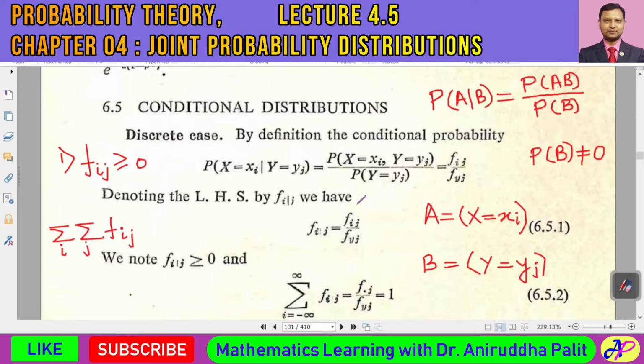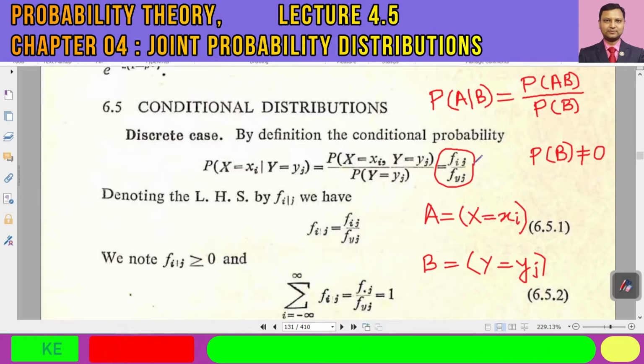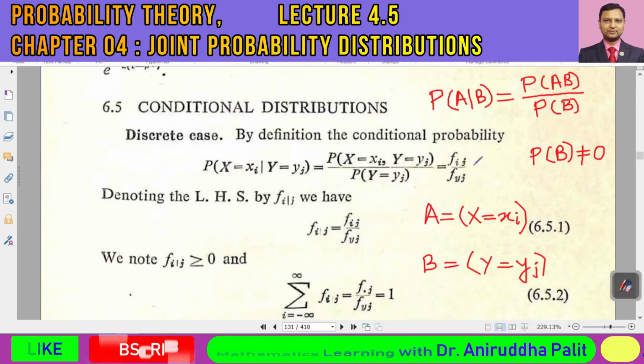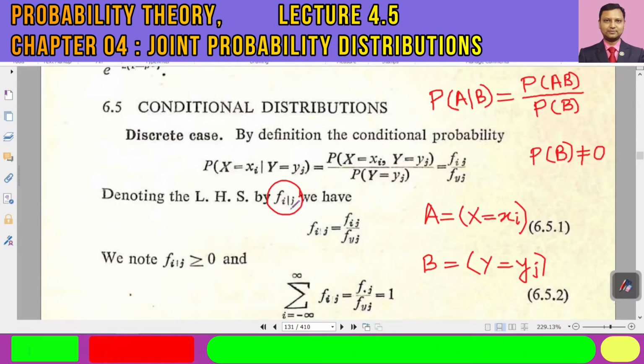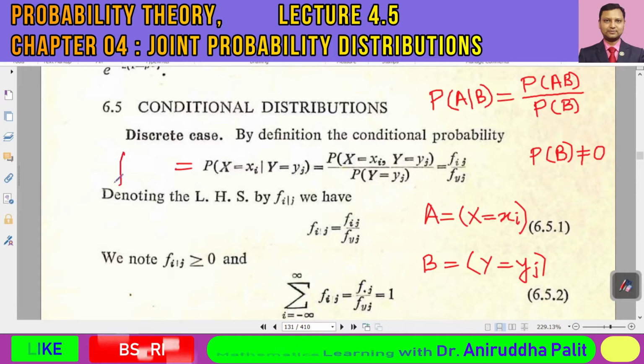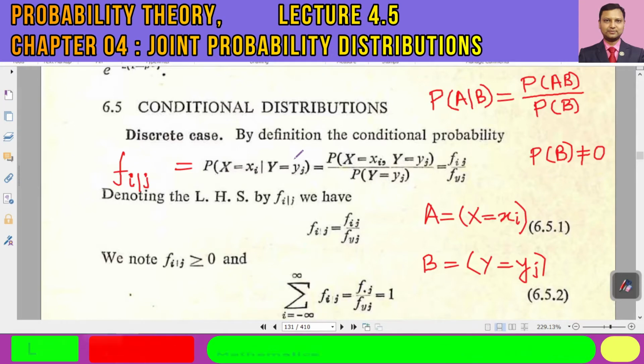Now in this case also we need to verify whether this conditional probability defined in this fashion satisfies these two properties. Over here, fij divided by fYj is actually the conditional probability. So we shall designate this one by f i given j, computed at the point x is equal to xi, given y is equal to yj. This value is provided, maybe yj is equal to 1 or 2 or 3, it depends upon the problem.